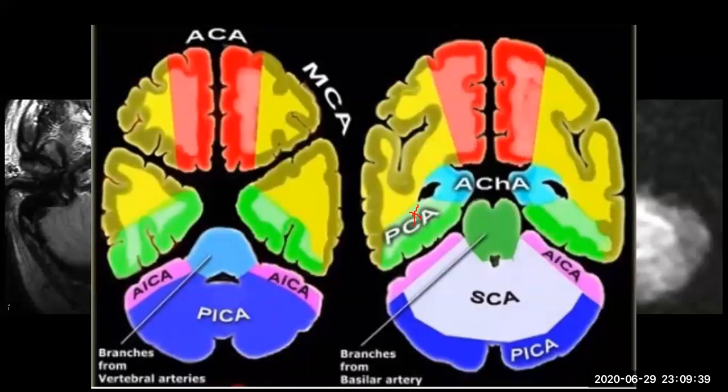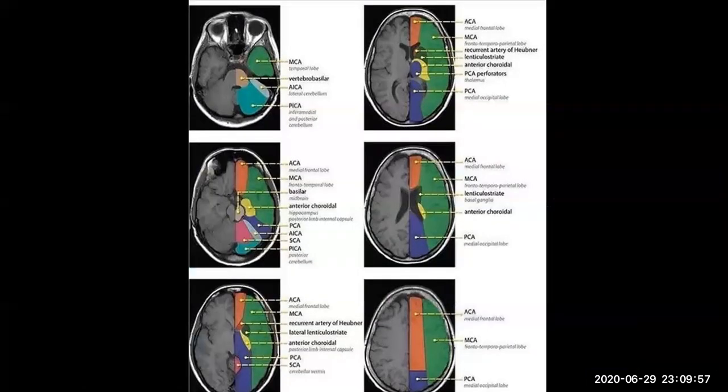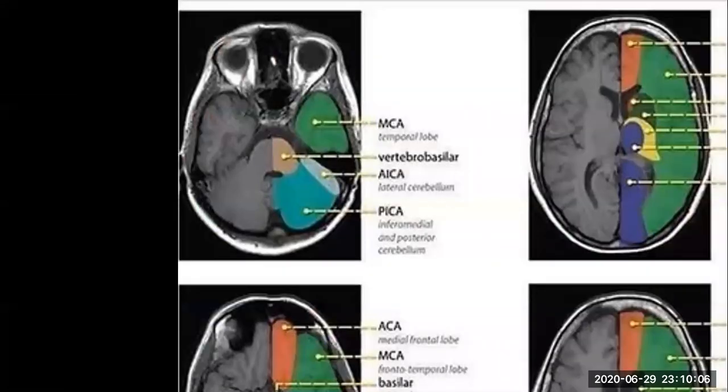And this is the mid part of the cerebellum, with the anterior part by AICA, and this is PICA, and this is the upper part of the cerebellum supplied by the superior cerebellar artery. Same thing here. Enlarge it a little. This is the anterior AICA here, this is PICA here, and this is a classic infarction involving the left cerebellar hemisphere. Any question on this?